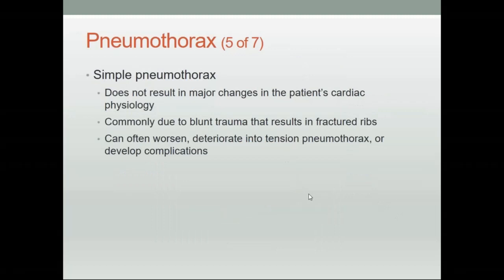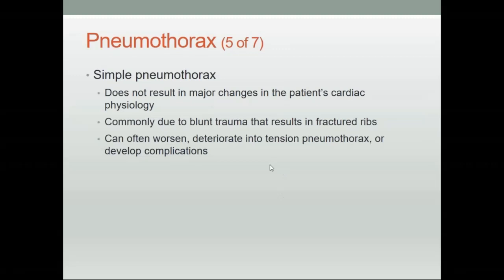Okay. Simple pneumothorax doesn't change the cardiac output of our patient. It can be caused by blunt force trauma, causing a fractured rib. It can be caused by penetrating trauma also. If enough air accumulates in the thoracic cavity on that one side, it can start to displace and cause a mediastinal shift. Everything sitting in the mediastinum that we talked about earlier starts to get pushed over toward the other side. So it starts to decrease cardiac output. It decreases venous return to the right side of the heart.